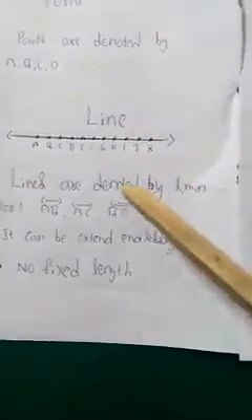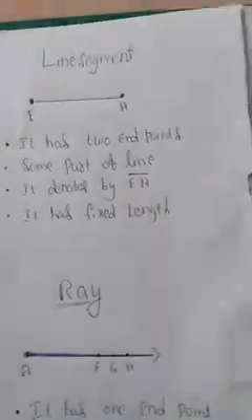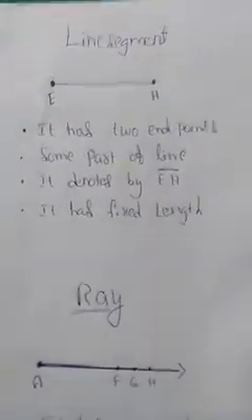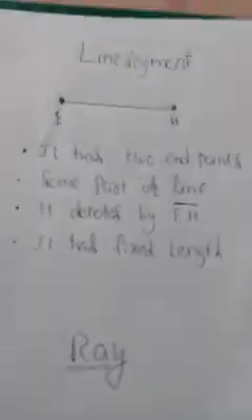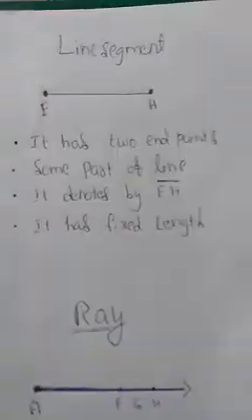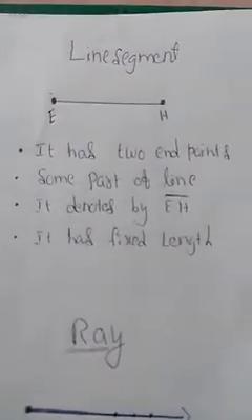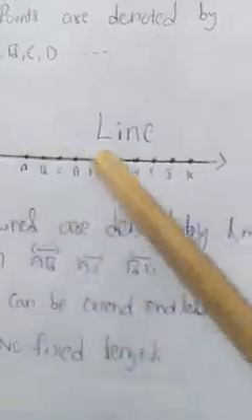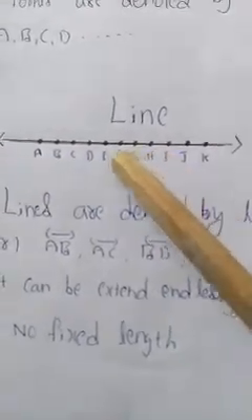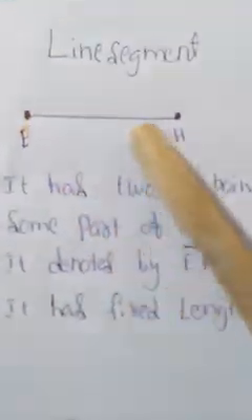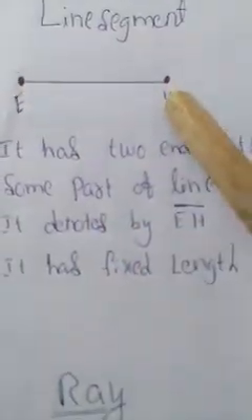Okay, next coming to line segment. It is a part of a line. Segment means part. A line segment means some part of a line is called a line segment. Look, in this line some part I will take. EH. This is the total line. In this line some part, EH. So that part is called a line segment.